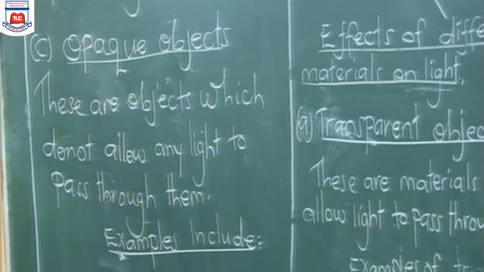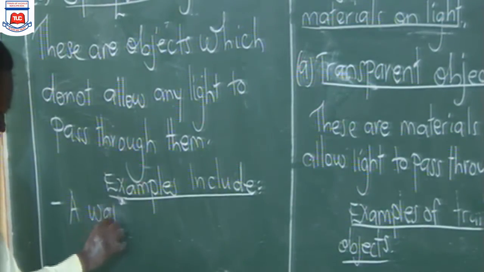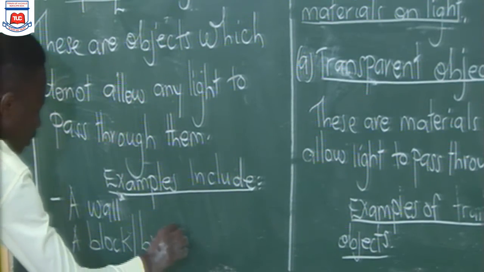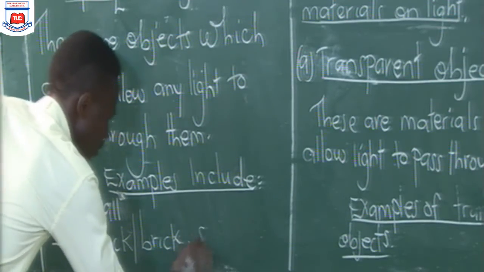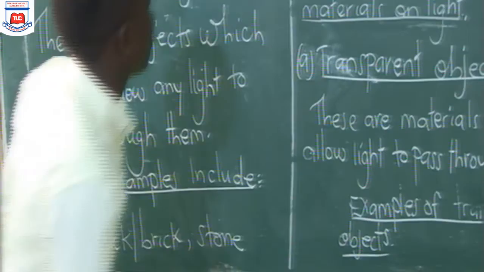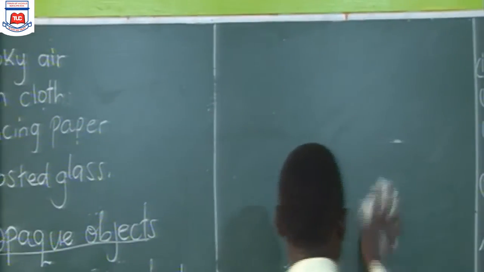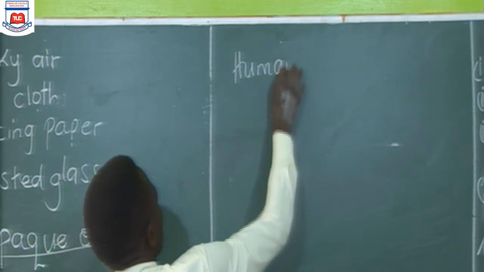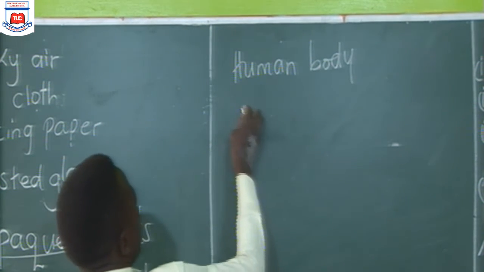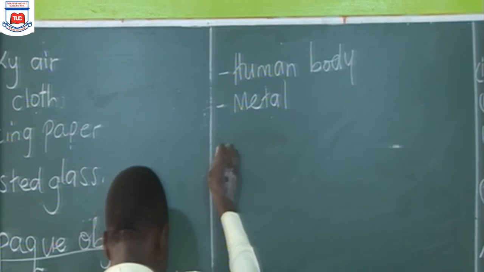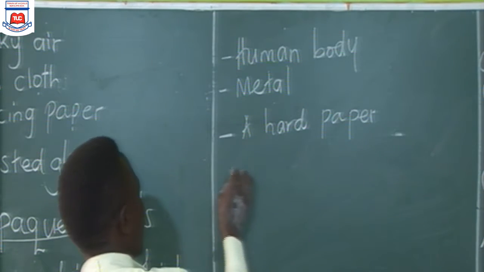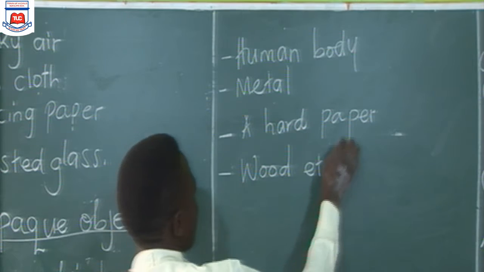And here are the examples. One, we can have a wall. We can also have a block, if not a brick. We can also have stones. Allow me to clean off this part of the whiteboard and write these examples down. There are still more. We have the human body. We have metals. We have a hard paper. Then we have wood, etcetera. There are a number of these.